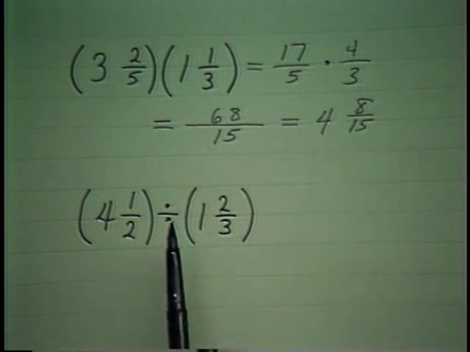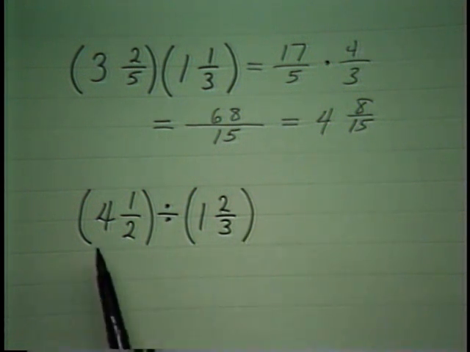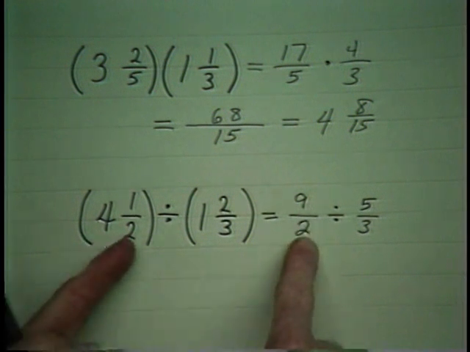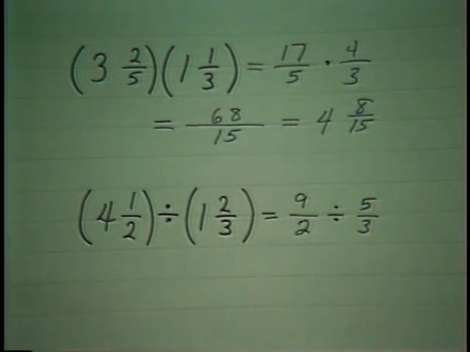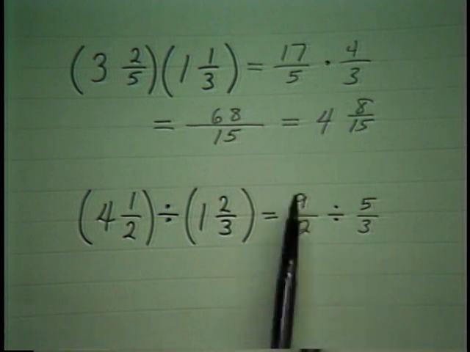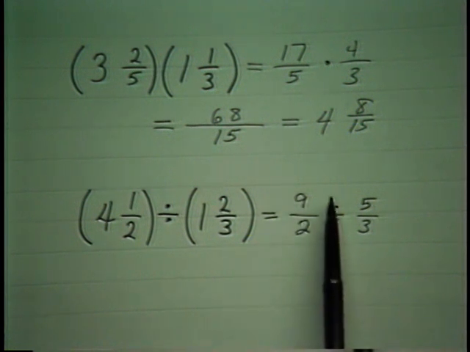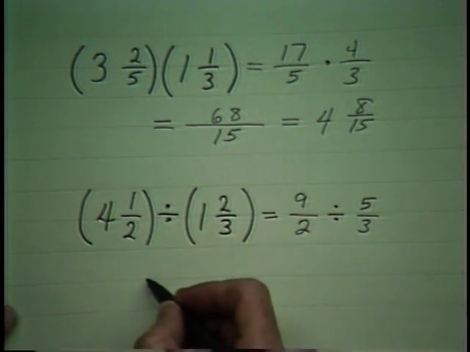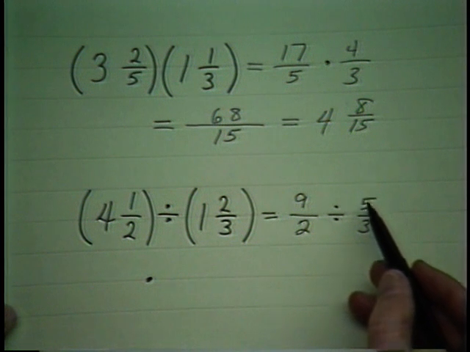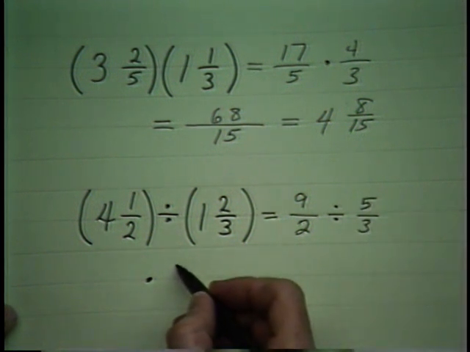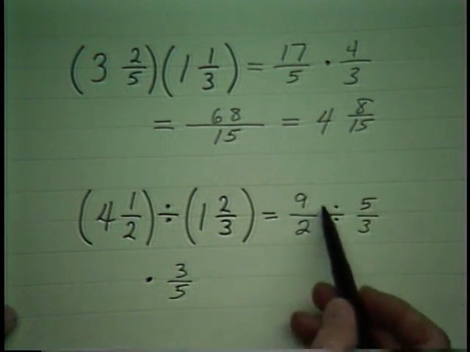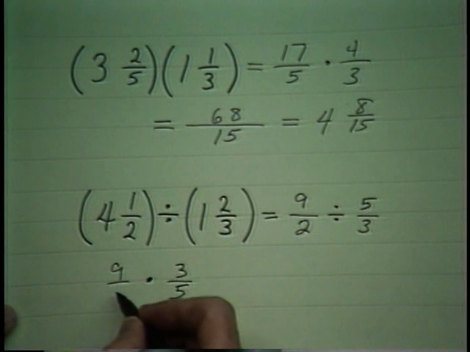Now, same thing here. To divide mixed numbers, change each of them to improper fractions. And if we do, we get 9/2 divided by 5/3. Now, avoid the temptation to want to cancel here, because we can only cancel across multiplication. However, division is the multiplication by the reciprocal of the divisor. And of course, the dividend, the first number, stays the same.